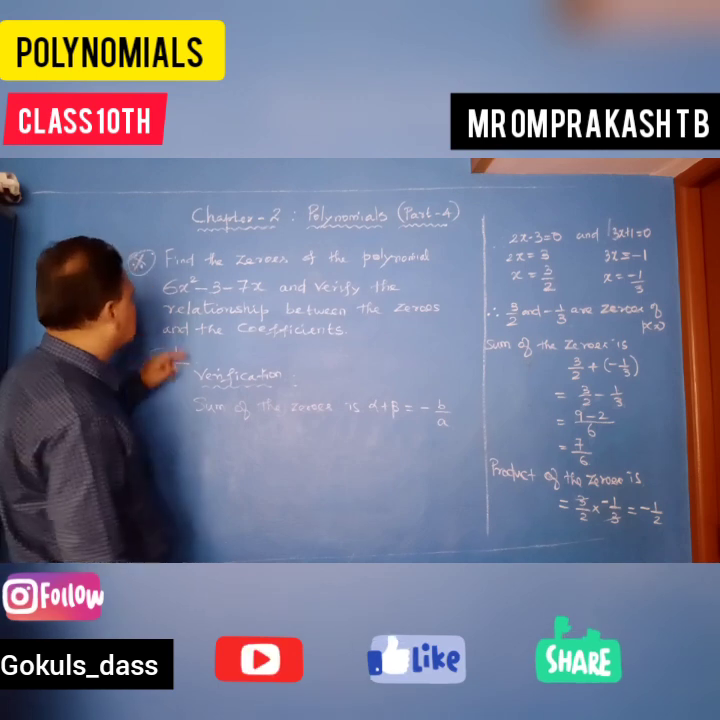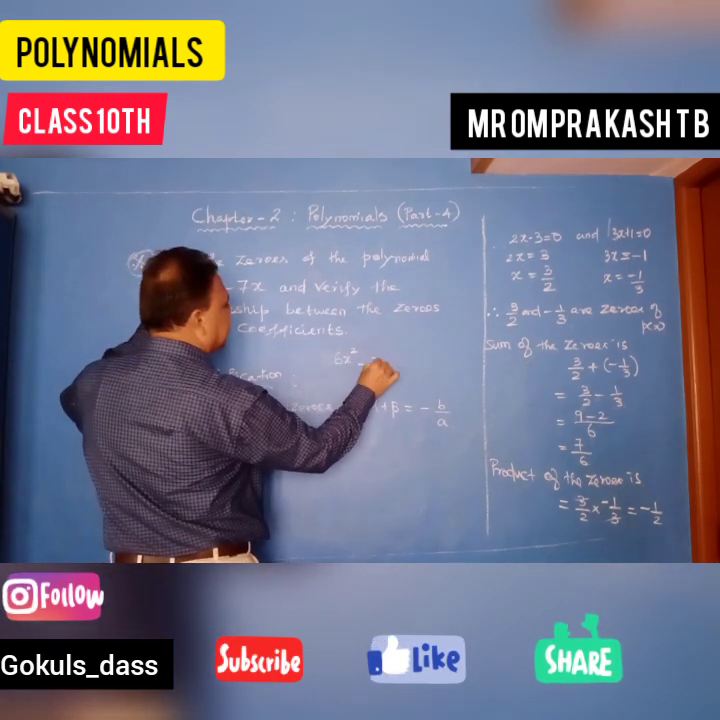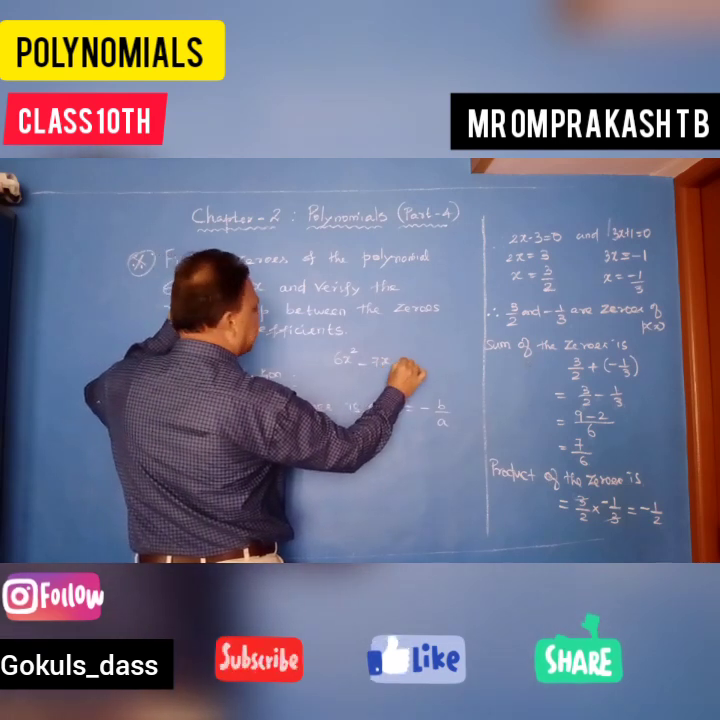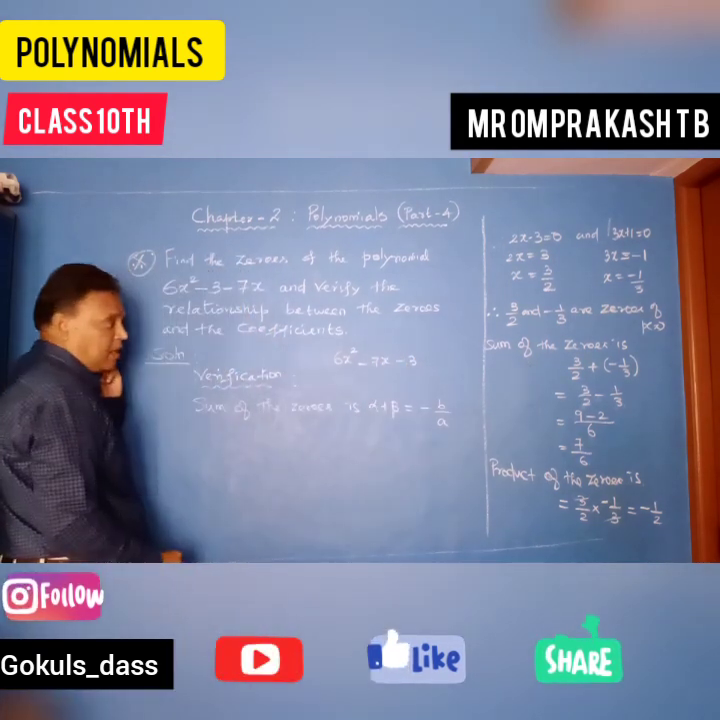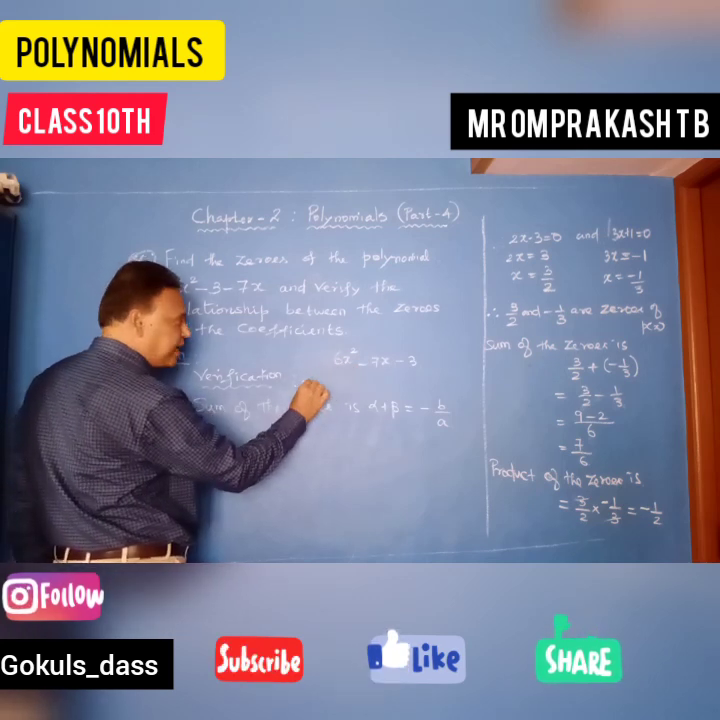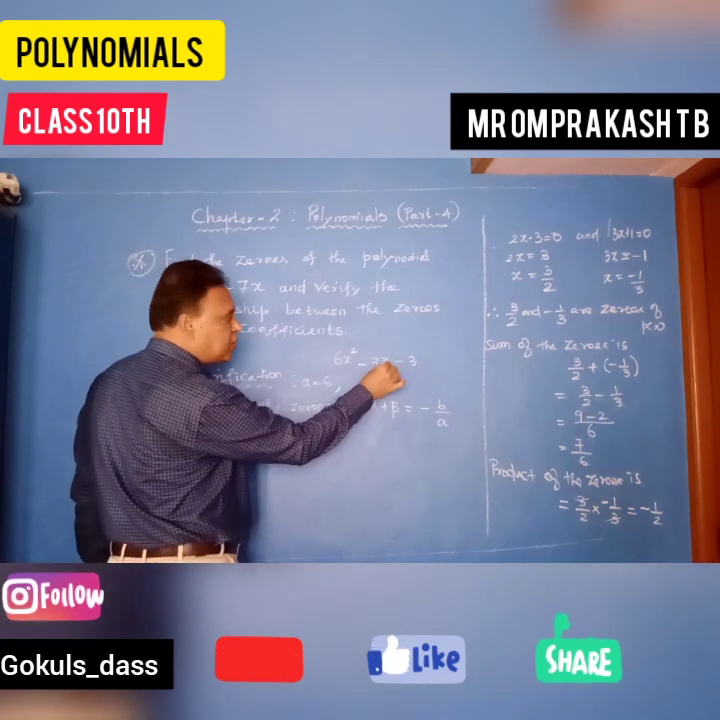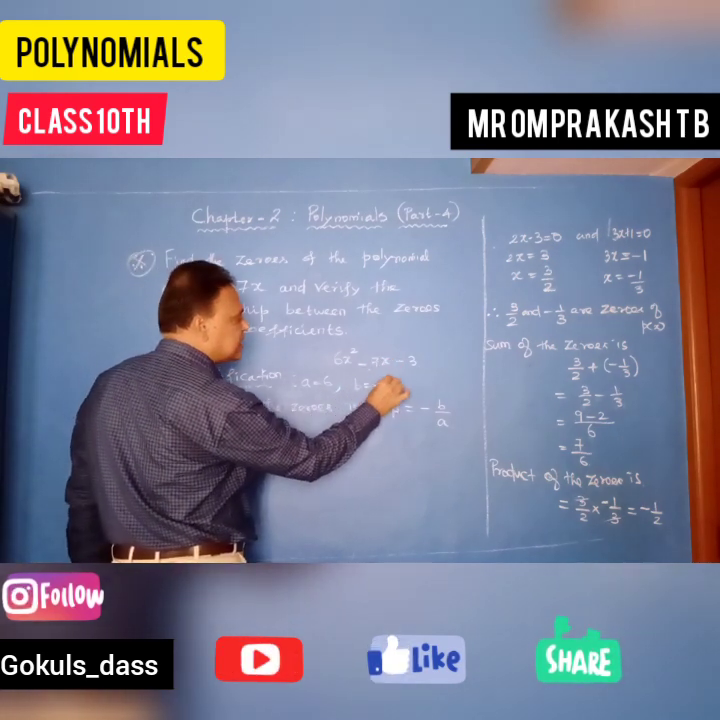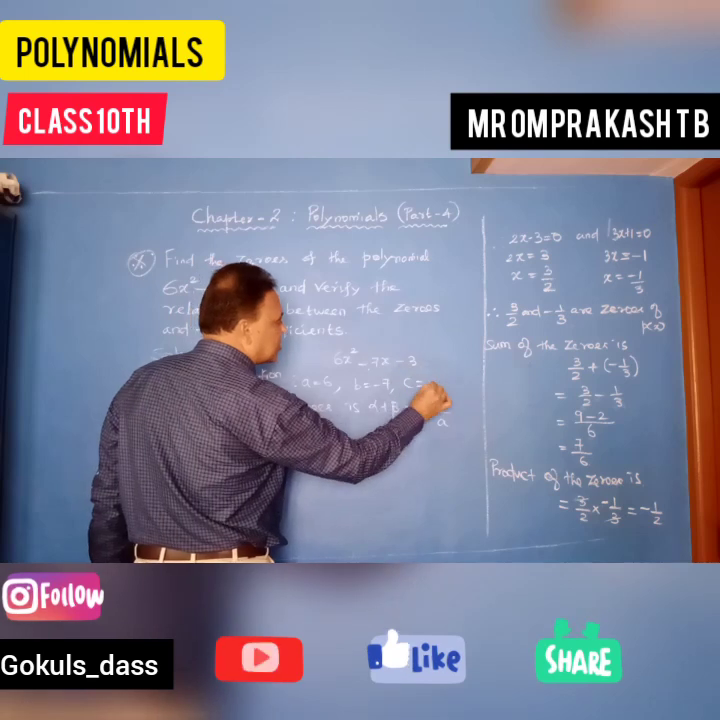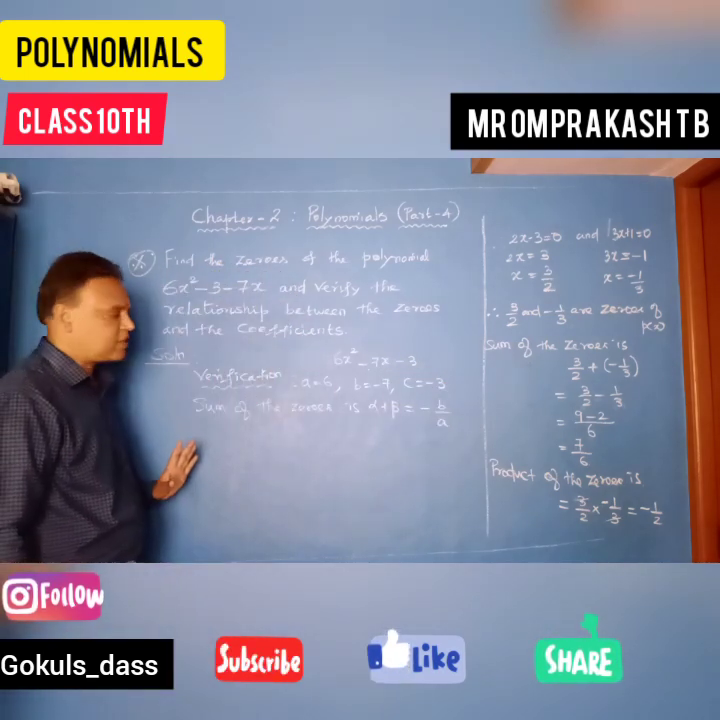Clear? So the standard form here you have 6x squared minus 7x minus 3. So what is a here? A is nothing but the coefficient of x squared. First write here, a is 6. Then b is the coefficient of x. That is b equal to minus 7, right? And c is the constant term. That is minus 3. With sign you have to write.